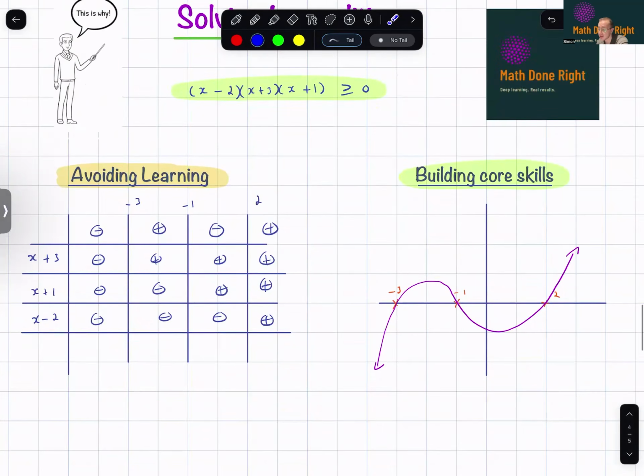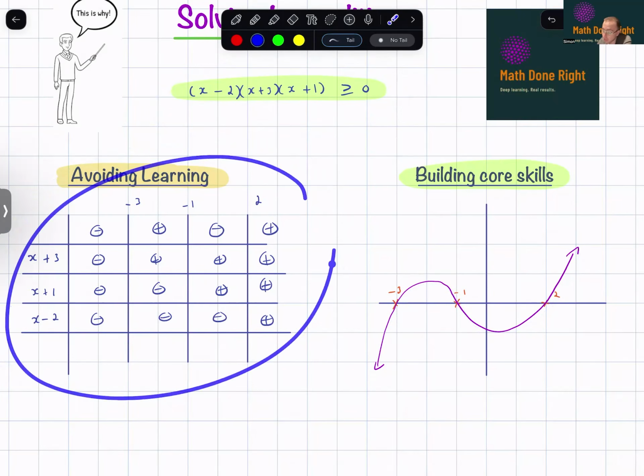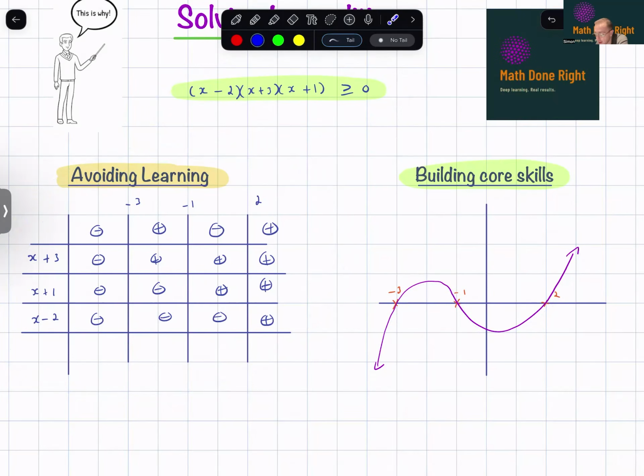And same thing is true of this. This is what's called a sign chart. We could learn how to graph a simple polynomial like this. This is a core skill, which everybody needs to have. But of course, in high school, they avoid it. They say, okay, do this robotic mechanical process. Take the factors, put them down here. Take the numbers which make them zero, put them up there. And then on each interval, take a test point.